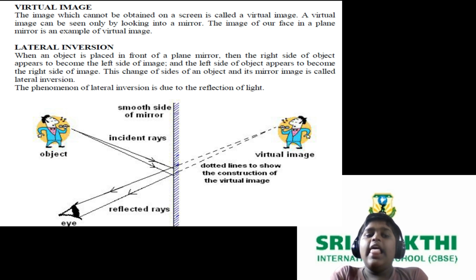Lateral inversion. When an object is placed in front of a plane mirror, the right side of the object appears to be the left side of the image, and the left side of the object appears to be the right side of the image. The change of side of an object in its image is called lateral inversion. The phenomenon of lateral inversion is due to reflection of light.